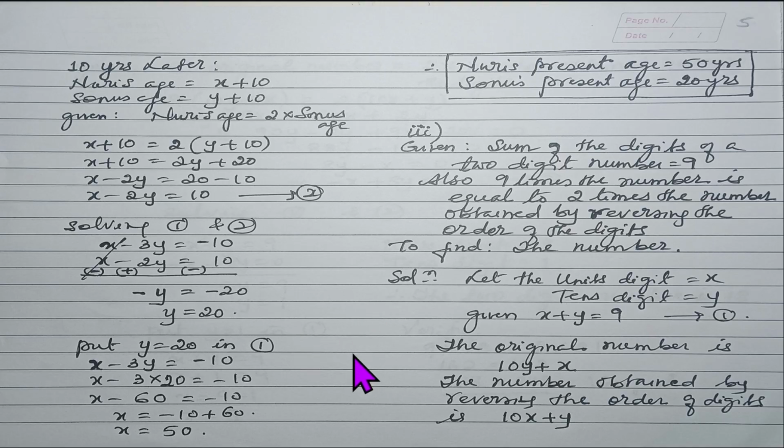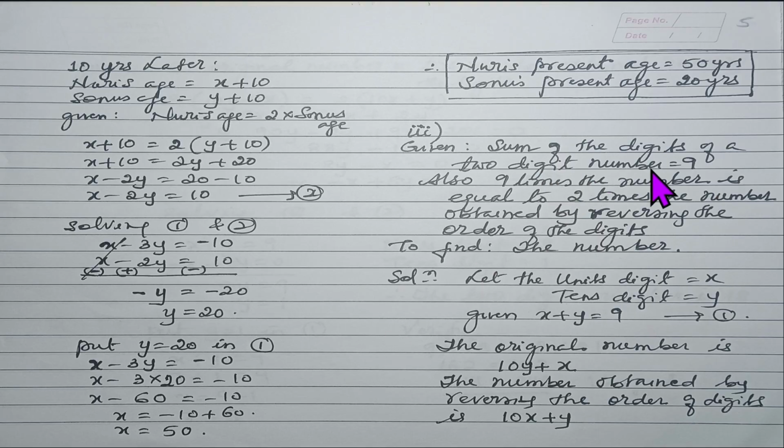So therefore it's very important for us to understand the statement first and then frame the two equations, solve the two equations and get the values of the variables, what we have assumed as the present ages of Noori and Sonu, and that's how we have got the ages there. Now we go for the next example, that is again a statement example. Let us understand what the statement is here.